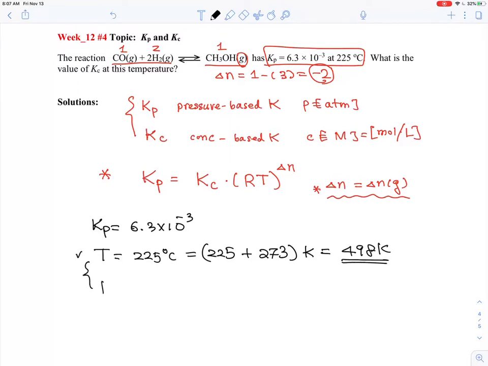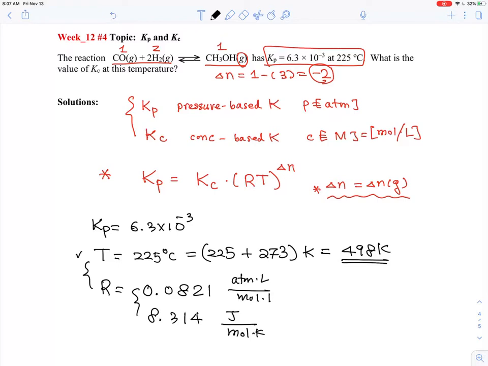And the other one is R. And you might remember that you have two choices, 0.0821 or 8.314. You remember that? Joule per mole Kelvin. The first is in the unit of atm liter per mole Kelvin. These are all energy per mole Kelvin basis. And what is the number that I have to choose here? The answer is this one, and not this.